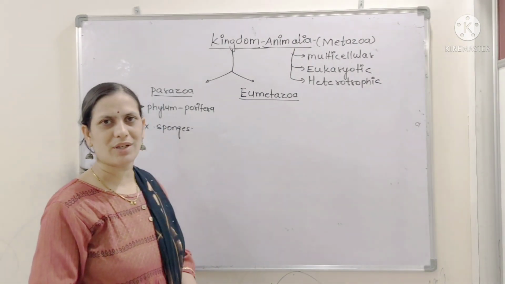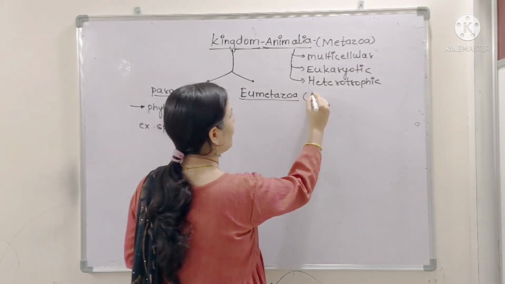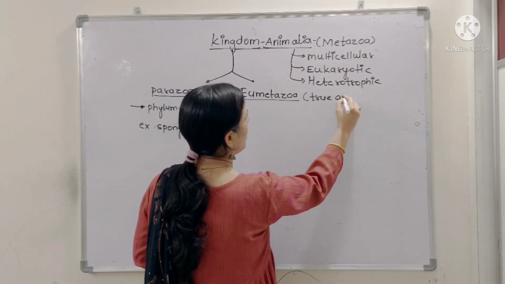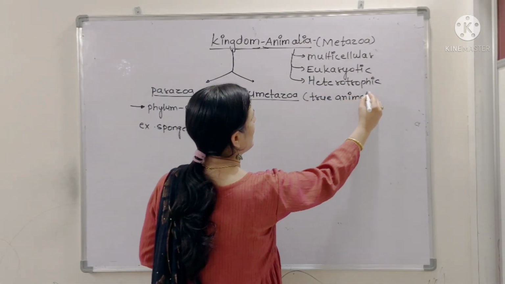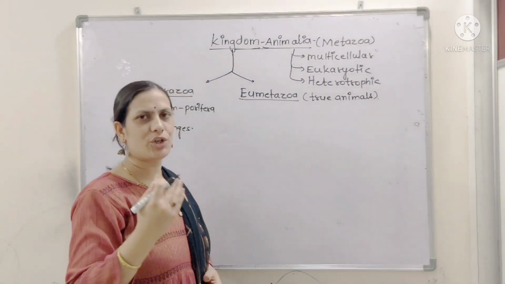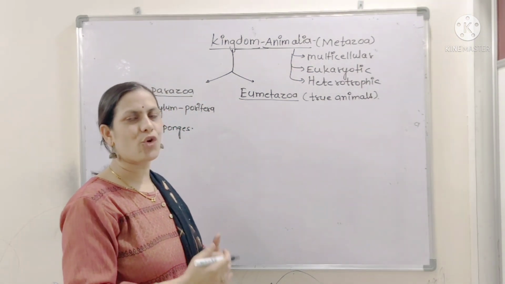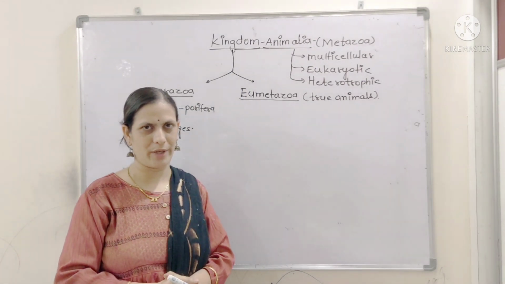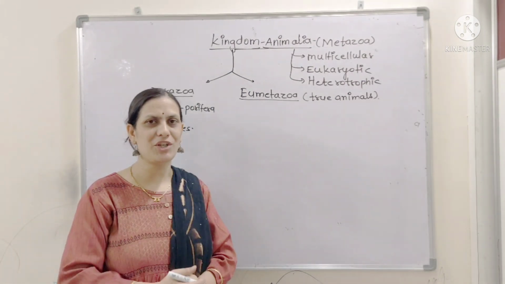Concentrate here on the Eumetazoa. Definitely they are true animals. Why are we calling them true animals? Because they have tissue formations in their body. Tissue formation means primary germ layers in their body. Again, how many primary germ layers?